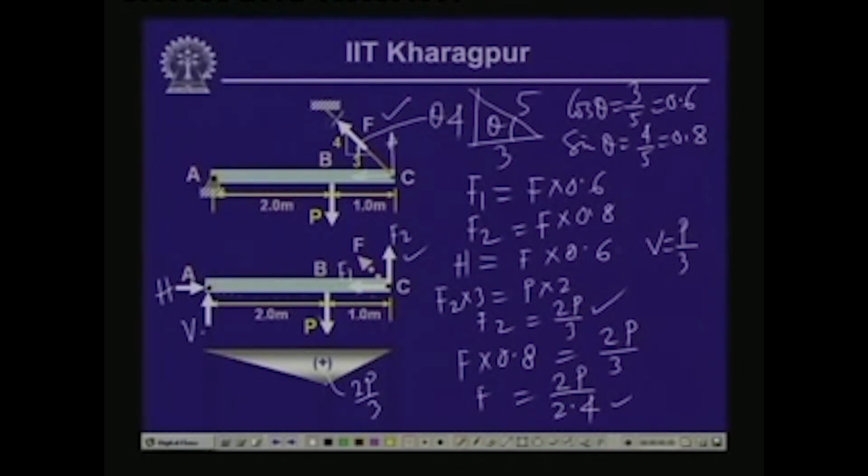So, this particular member will be subjected to the action of this axial force F1, which equals F times 0.6, and F being 2P by 2.4, this equals P by 2. So, you have the axial compressive force of P by 2, and you have a bending because of the lateral load P, which is of magnitude 2P by 3.